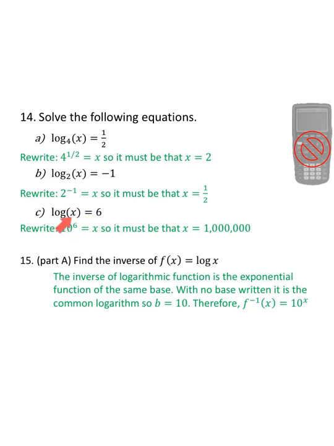So 6 is the power, because all a log is a power, that I put on 10. 6 is the power I put on 10 to get x. 10 to the 6th is a 1, followed by 6 zeros. That's 1,000,000. Number 15, part A.